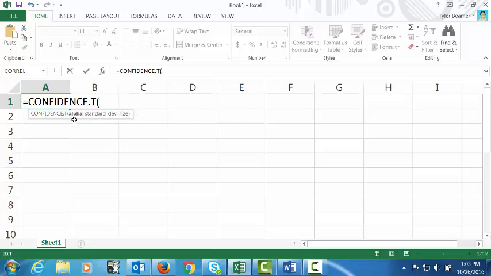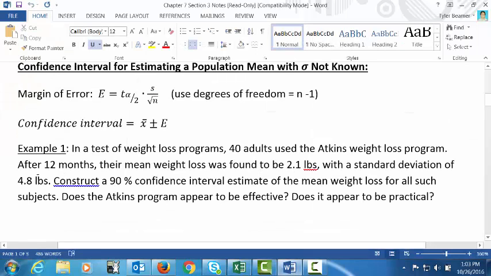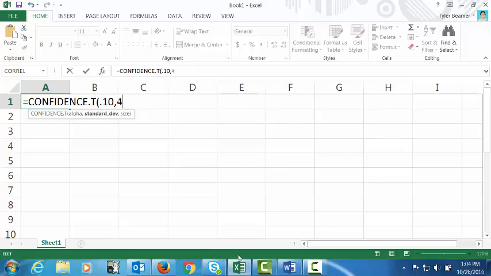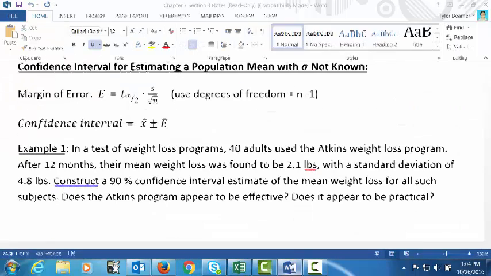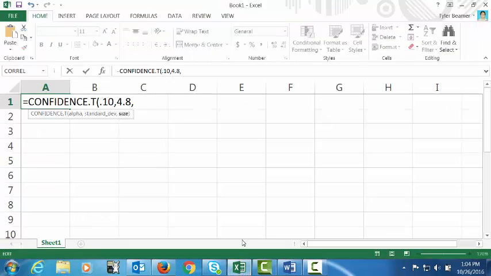The first is alpha. To find alpha, we subtract our confidence level from 1. So since we have a 90% confidence level, our alpha is going to be 0.10. Standard deviation from the problem is 4.8. That is the sample standard deviation. Comma. Size, which is n, which in this case there were 40 adults. So that's the value of n.